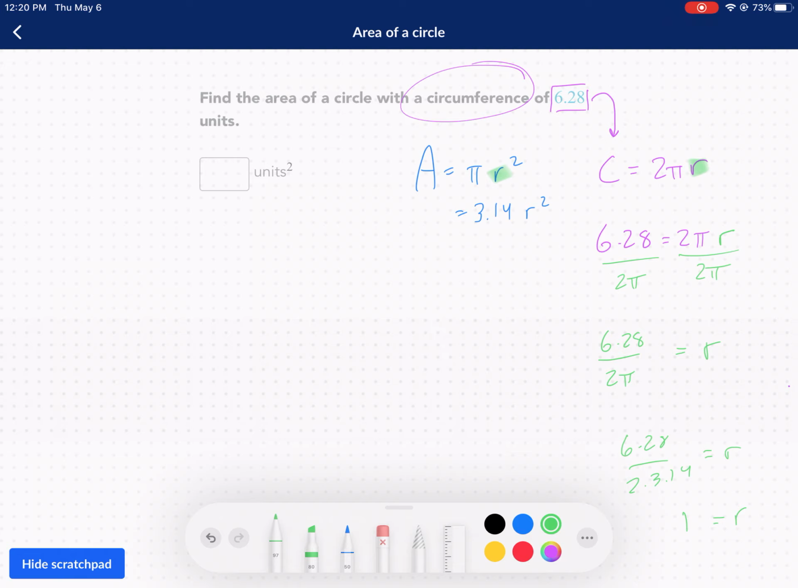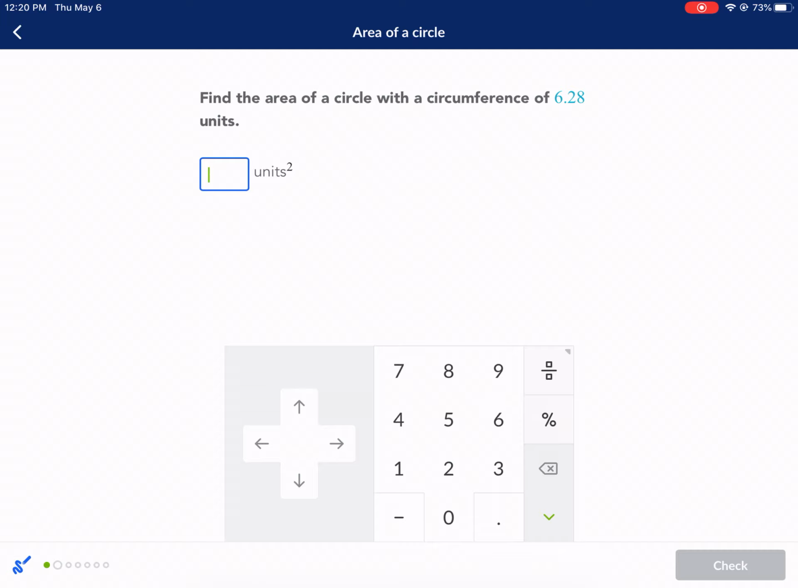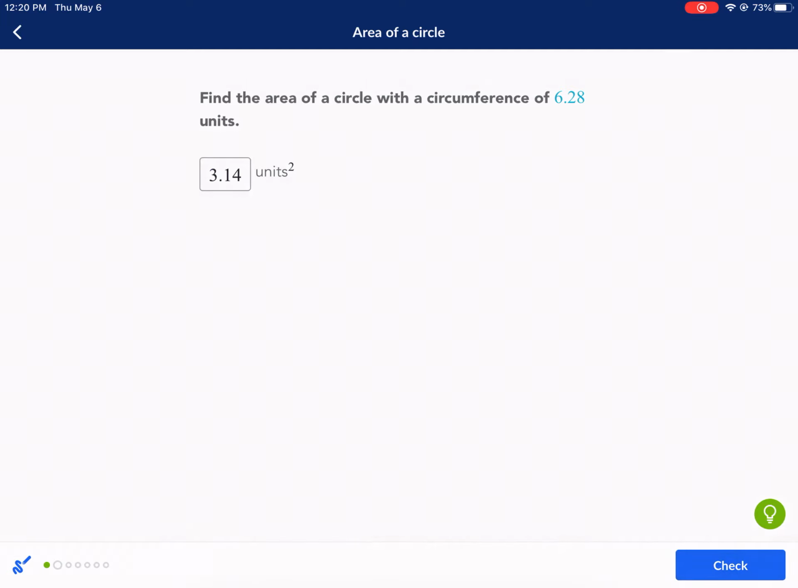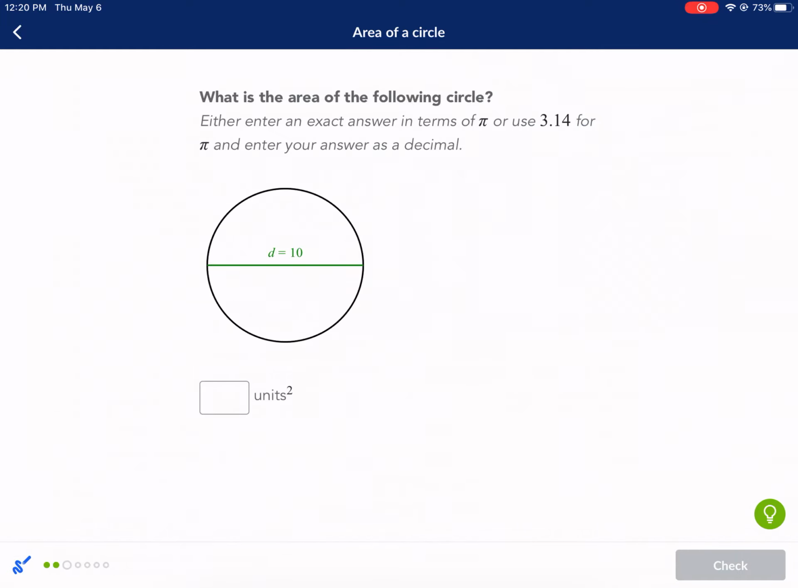Now what I need to do is plug this 1 into the area formula. So then I have area equals 3.14 times 1 squared. Well, 1 squared is 1, times 3.14, is just 3.14 for my answer. 3.14.